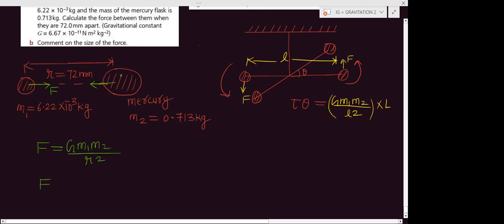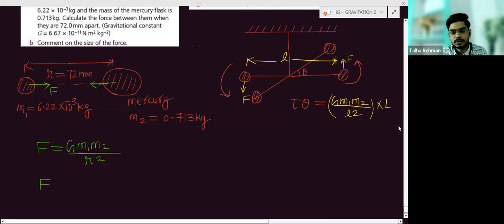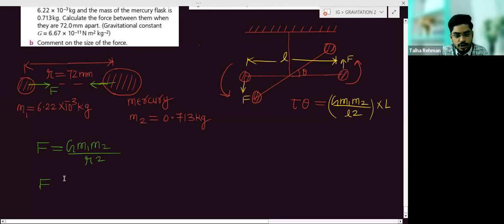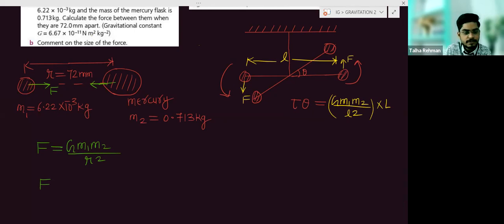Now, are you able to hear my voice or no? Yeah. Okay. So I'm using Newton's law of gravitation. I told you that this is Newton's law of gravitation. F is equal to G M1 M2 divided by R square. Now the value of G is given in the question, 6.67 into 10 to the power minus 11.